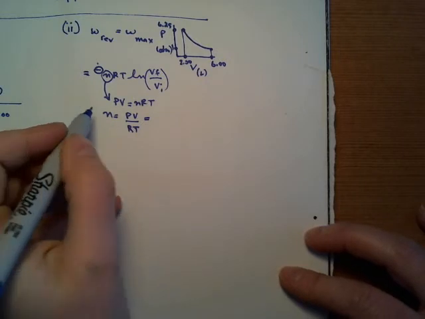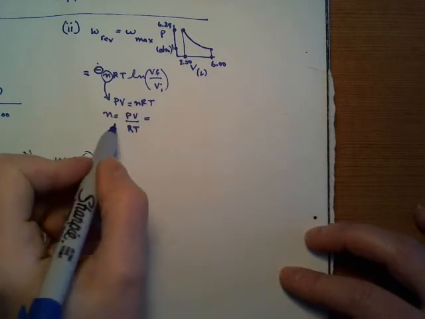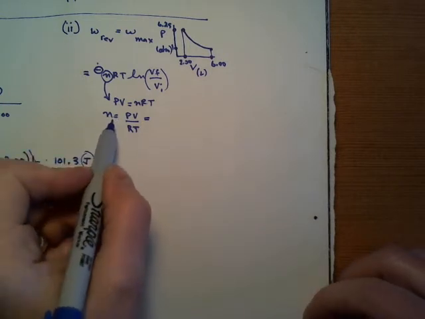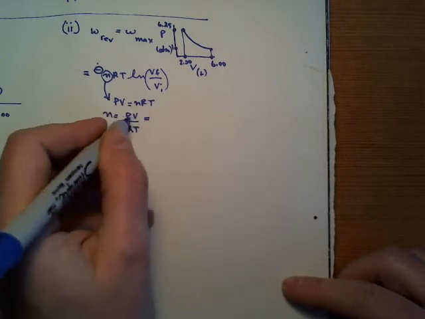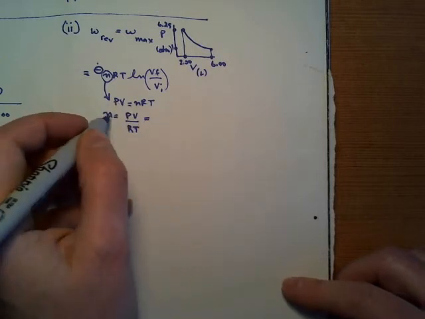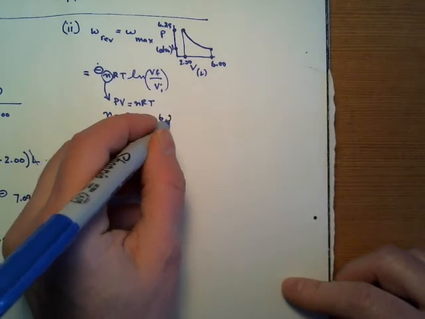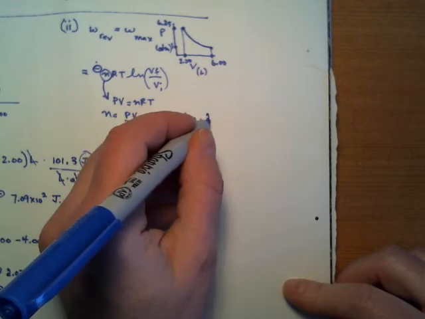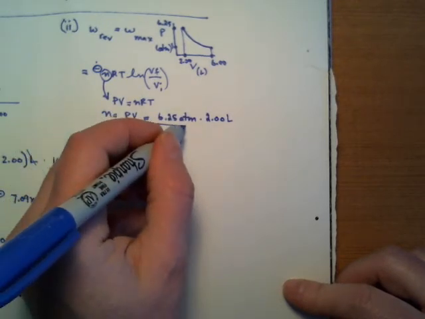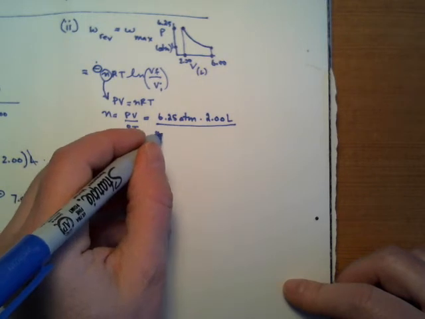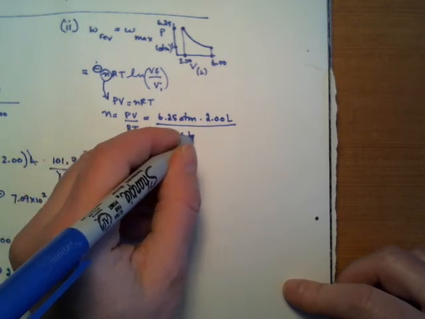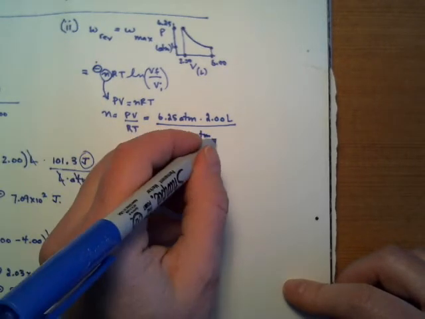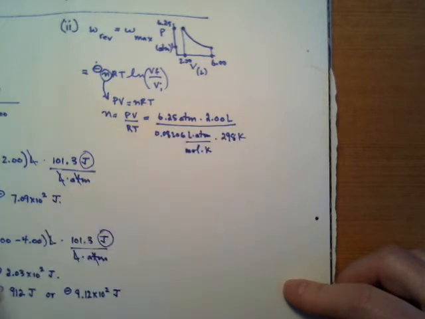And so the pressure is, remember now, well, I guess I could use any of these because n is constant, but let's just take the first point. So P1, V1, and T1. Pressure 1, 6.25 atm. The initial volume, 2.00 liters. Divide by 0.08206 liter atmosphere per mole Kelvin, and the temperature 298 Kelvin.